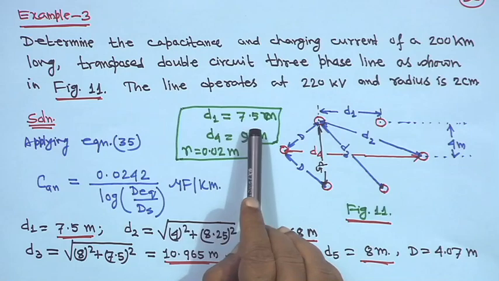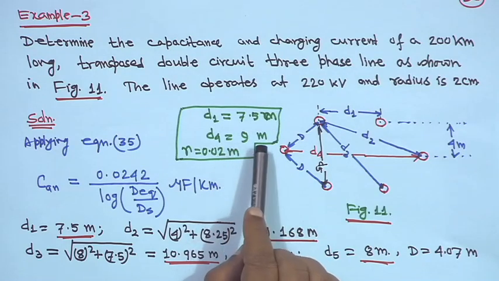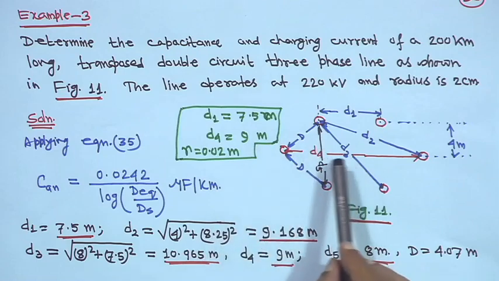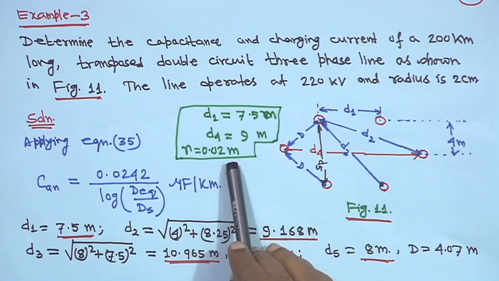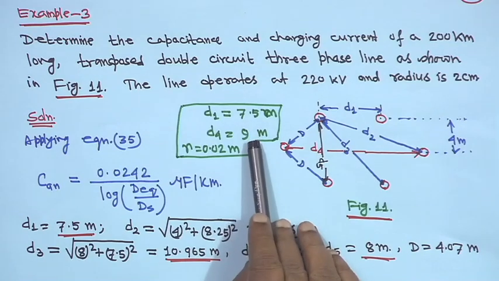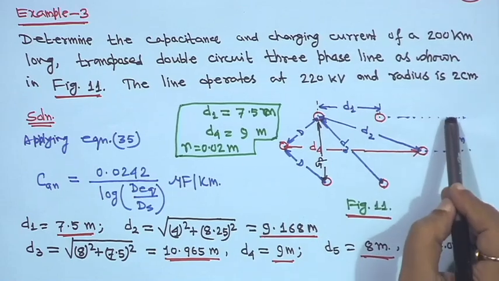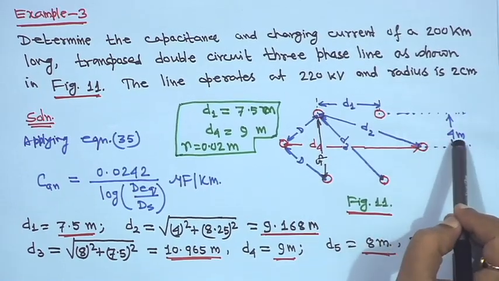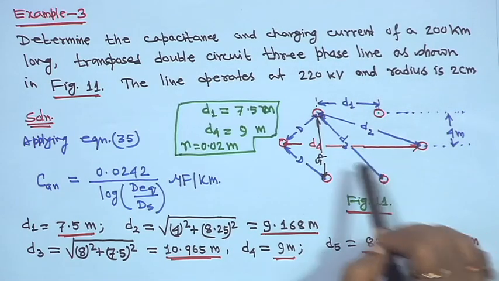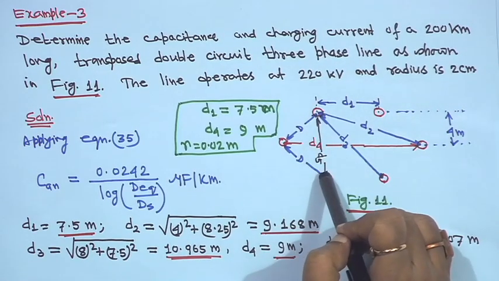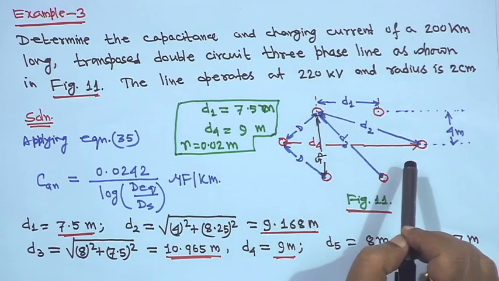So, D1 is given 7.5 meter, D4 is also given 9 meter. If I try to draw it here, it will become very clumsy, and r is equal to 0.02 meter. These distances are given, and this height from here to here is also given, 4 meter. That means, here to here 4 meter, here to here also 4 meter. Accordingly you have to calculate all the other distances.